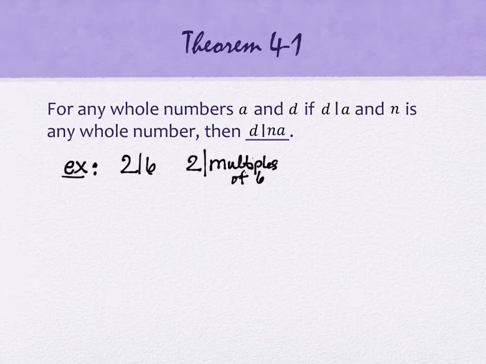That should make sense. Think about your multiples of 6: 6, 12, 18, 24. They're all even, so 2 is going to divide them too. And it always works that way. If a number is divisible, then all of its multiples are divisible as well by that value.